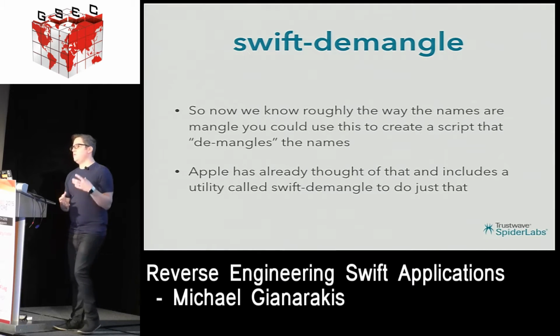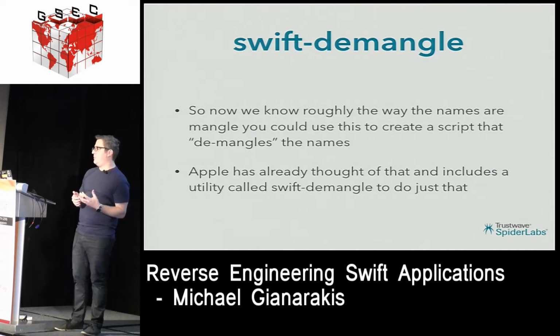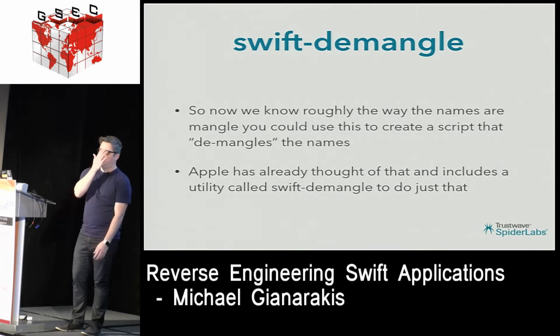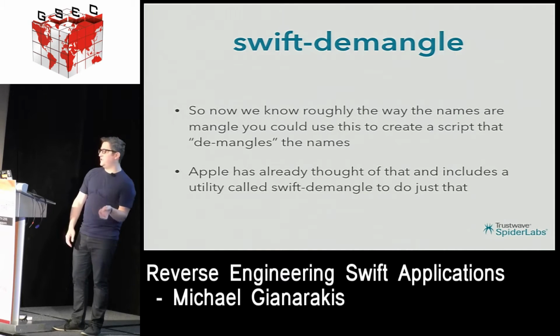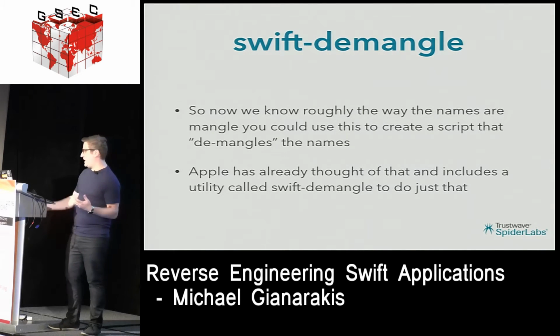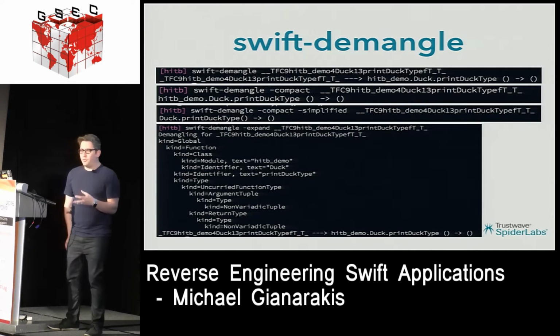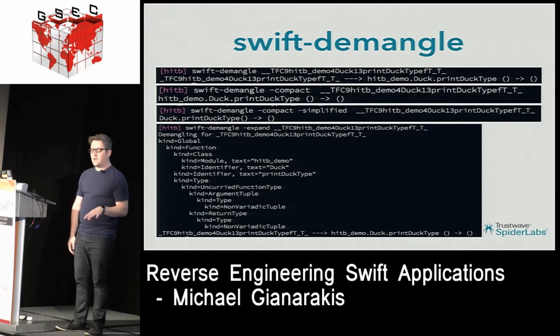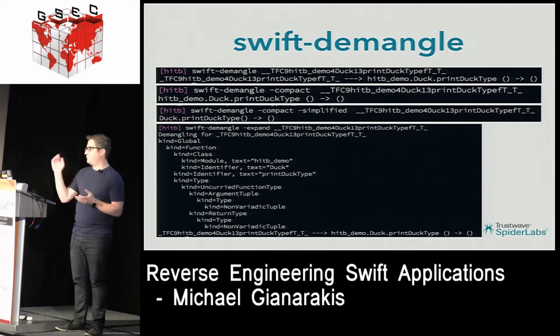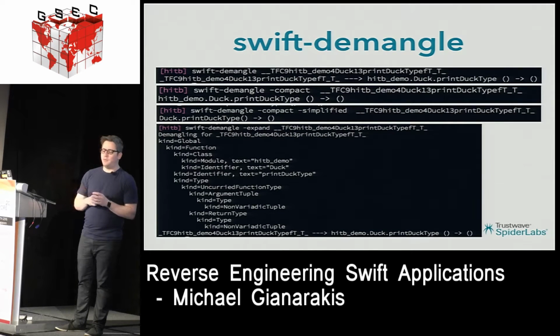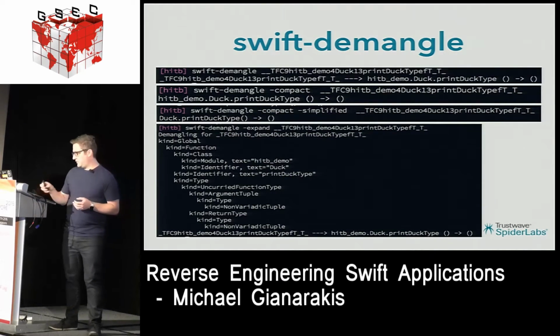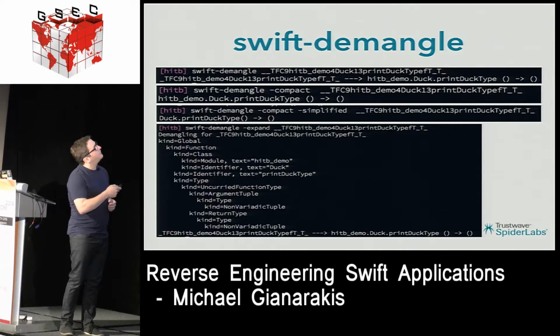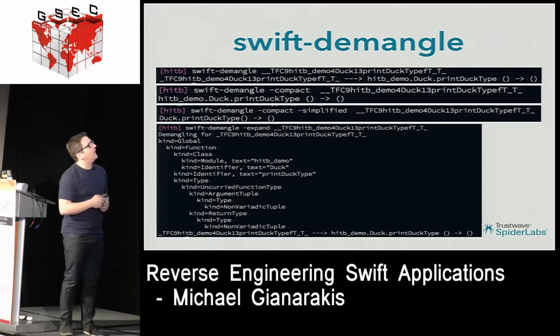So now we know roughly how those names are constructed and how they're mangled. You could use that information to demangle names, right? The good thing is Apple's already included a little utility called swift-demangle to do just that. So if you have a look at the output of swift-demangle, there's a few options. So the first one is just running it and piping in, or giving it a mangled symbol name. And on the right side, if you see, hang on, I'll use this pointer. If you have a look on the right side, you get a demangled output there.